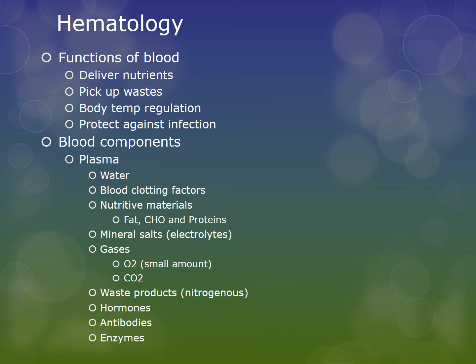Plasma is made up of water, blood clotting factors, nutritive materials. That's where your fat, carbohydrates, and proteins get broken down into a soluble form. Yes, fat is water soluble when it's coated in those phospholipids. And then you've got your mineral salts, like all of your electrolytes that we spent beaucoup amount of time talking about. You've got your gases, you've got your waste products. And then remember, we haven't even thought about endocrine in a while, but you've got all those hormones, you've got your antibodies, you've got enzymes. All of that is going to be in your plasma.